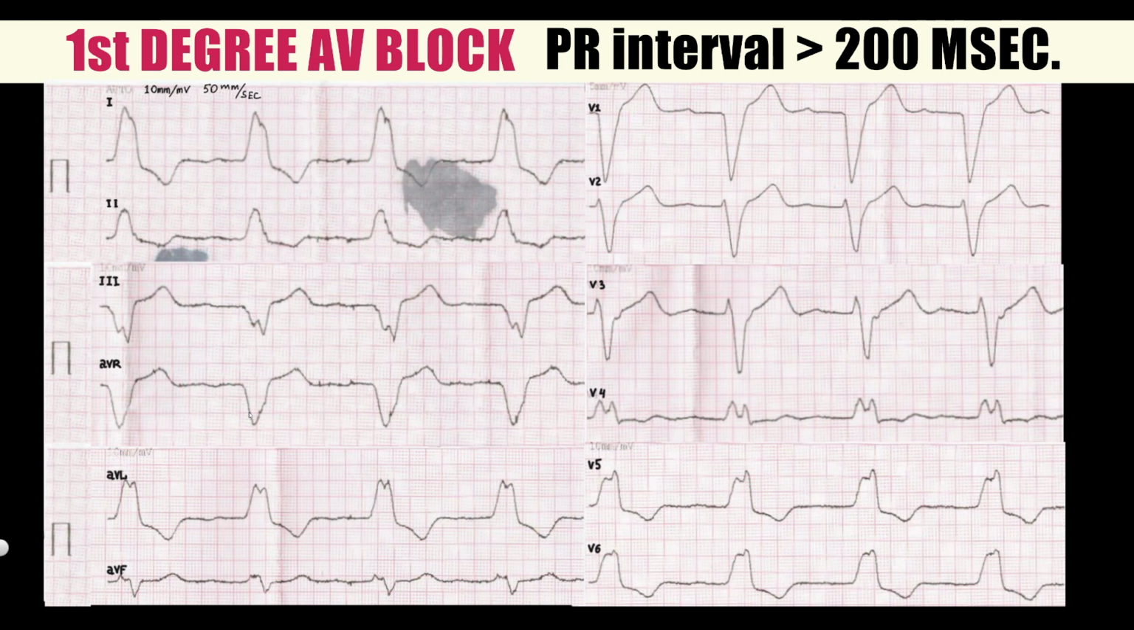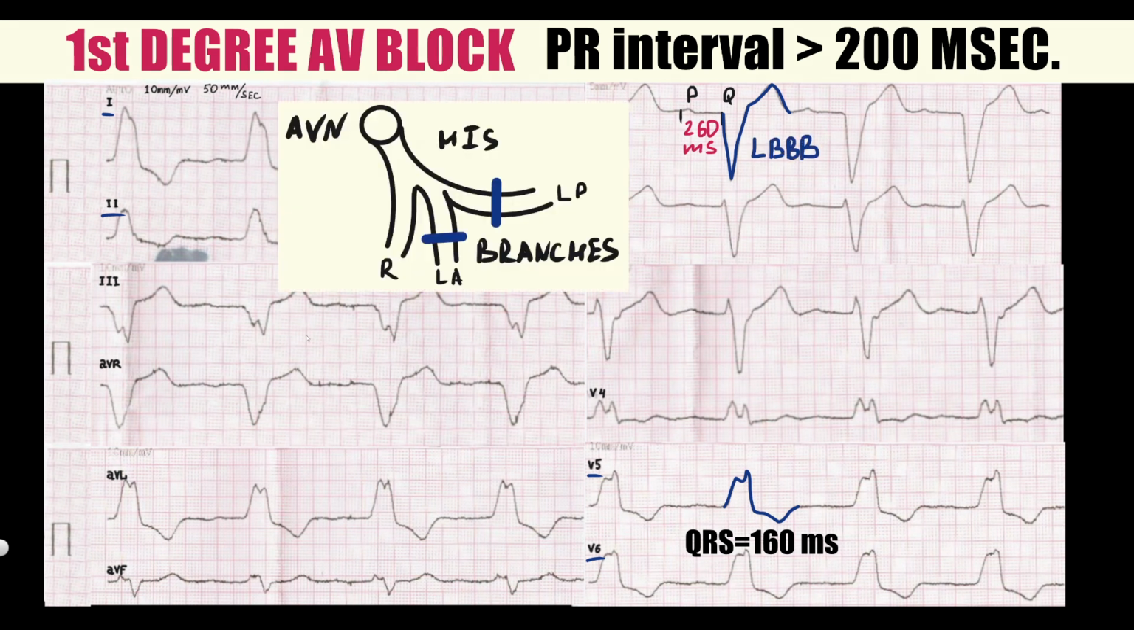Another ECG example. Paper speed is 50 mm per second. As you see, PR interval is equal to 2 large boxes and 3 small boxes, or 260 milliseconds. Also we see the wide QRS with left bundle branch block morphology. So the prolonged AV conduction occurs in the right bundle branch.